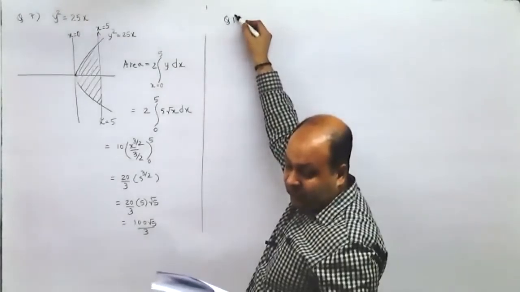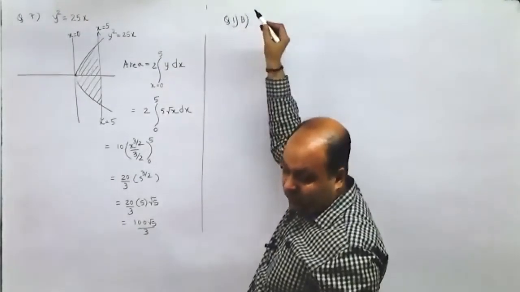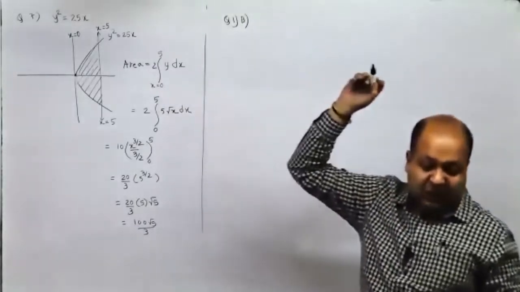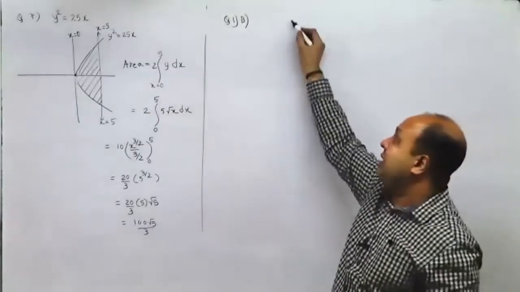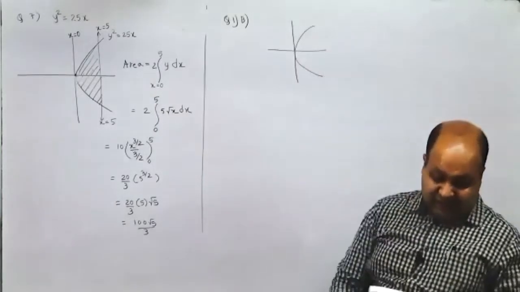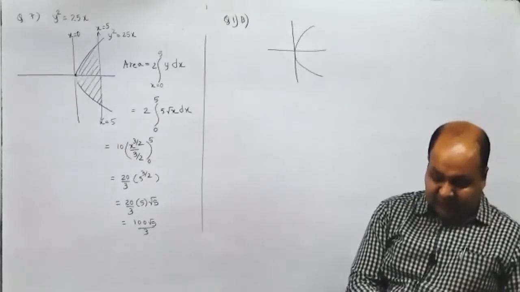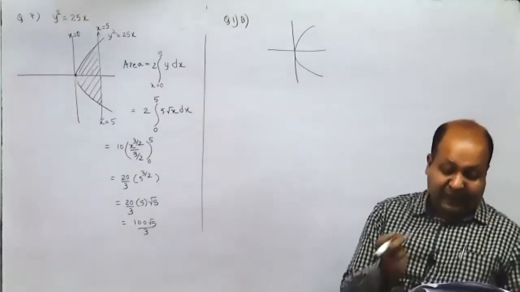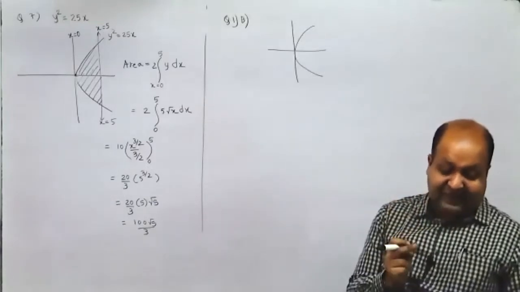Question number 1b: y square equal to 4ax is a standard form of parabola when the curve lies on the x-axis. Yes, the curve lies on the x-axis when y square equals 4ax. It is a standard form of parabola, so this is correct. Then the next one: standard form of parabola when the curve lies on the positive y-axis.